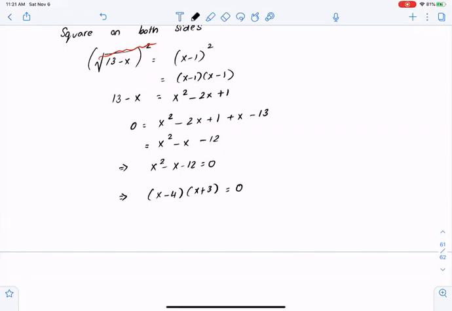So I have two factors. I want to set each factor equal to 0 and solve for x. So x is equal to 4 and x is equal to -3. So the two solutions are x equals 4 and x equals -3.